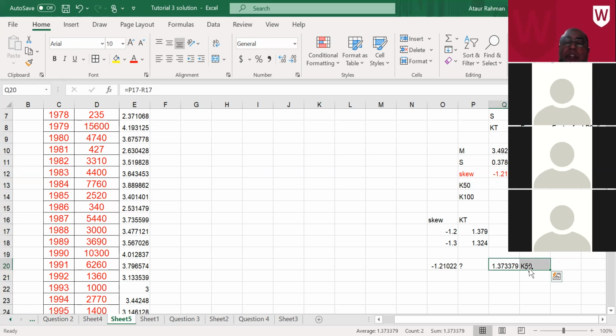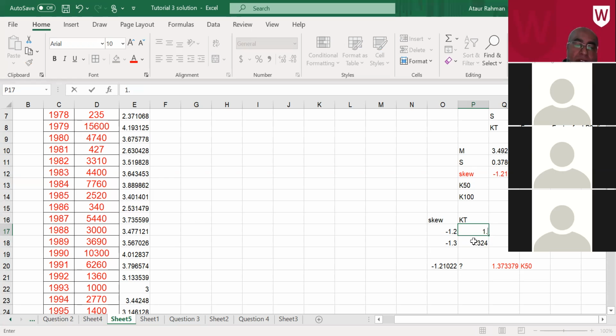So that agrees with the student who noted that. To find the K100, it will be very similar if we just change these values to our values for the 100 year return period. It was 1.449. If I change this to 1.449, and then this one was 1.324.